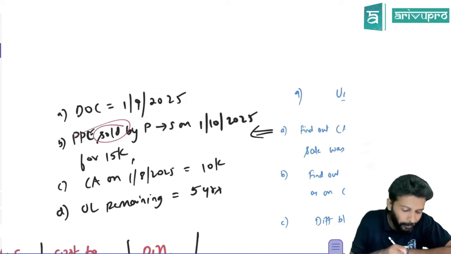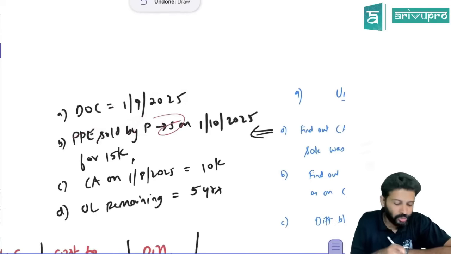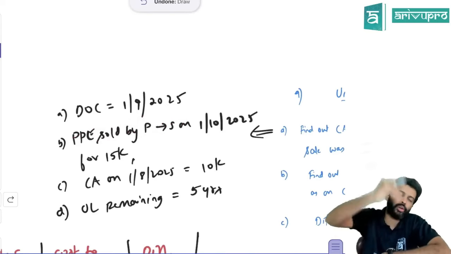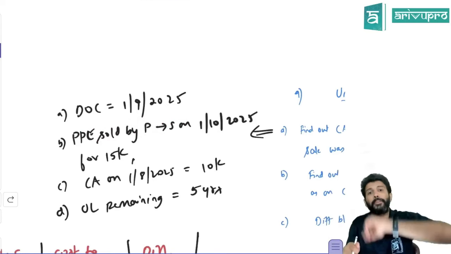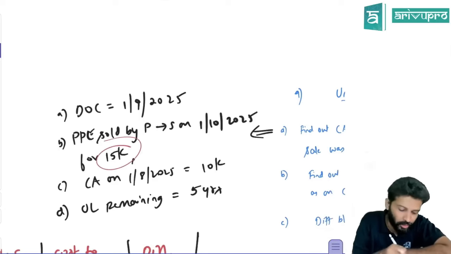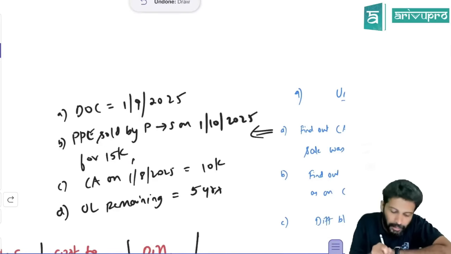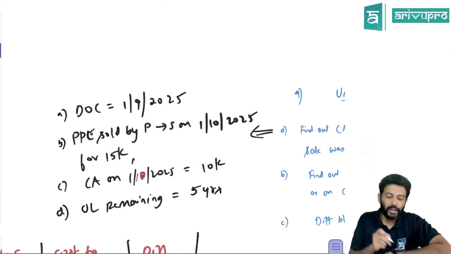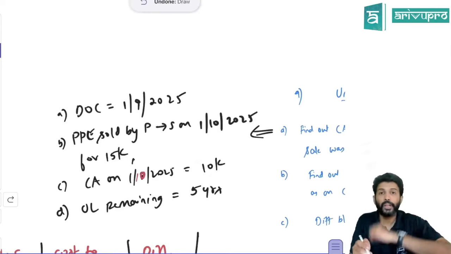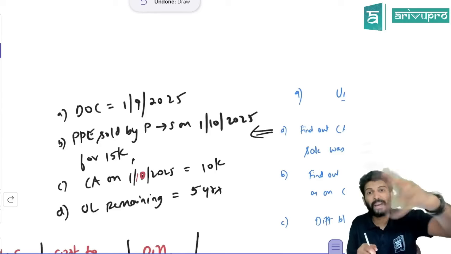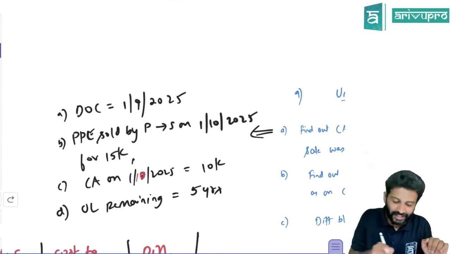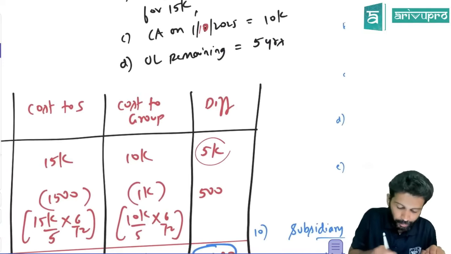One property, plant and equipment has been sold by the parent to the subsidiary company on 1st October. One month after they got control, the parent has sold not goods, but a plant and machinery, a PPE, for 15,000. But the carrying amount on the date of sale, actually this should not be 1st August, it should be 1st October, was 10,000. So 10,000 worth of an asset, the parent sold for 15,000. So the parent ended up making a profit of 5,000.